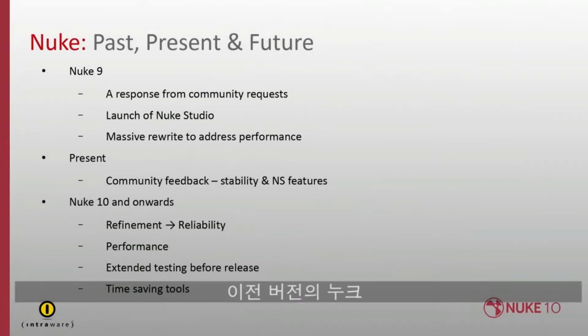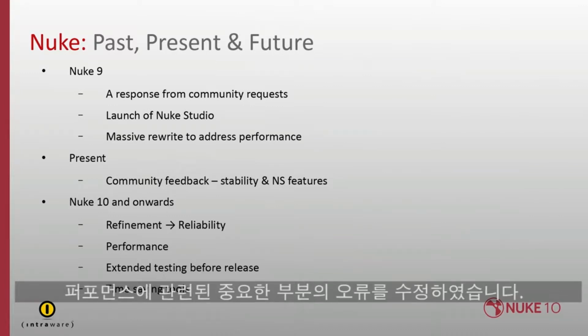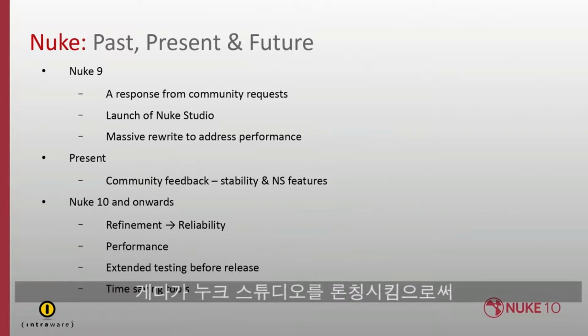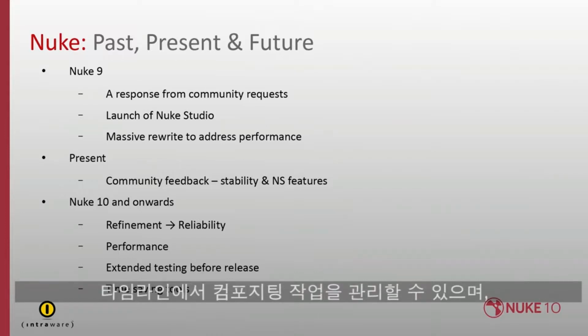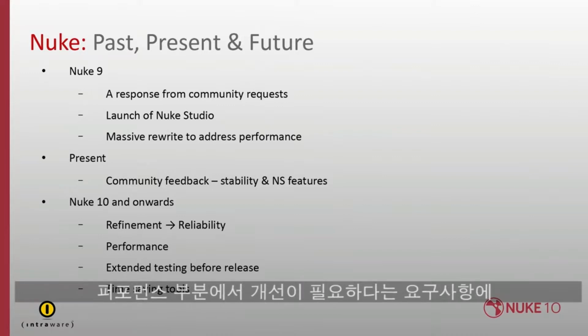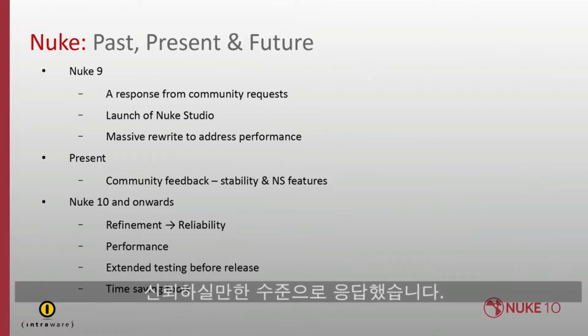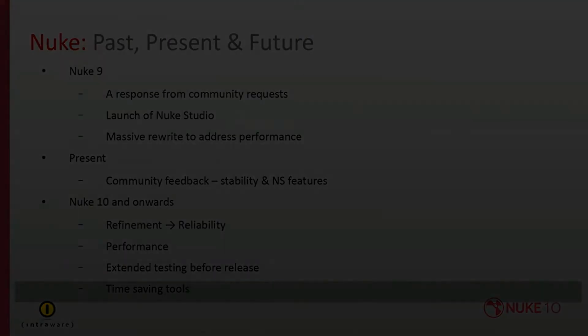The previous version of NUKE, NUKE 9, was a response from the community asking for further reliability and stability. The response from the Foundry was to rewrite a number of core areas under the hood to address these performance issues. In addition to this, NUKE Studio was launched, allowing a single software package to manage a variety of tasks from compositing, managing compositing at a timeline level, editing, conforming, and finishing. The response to NUKE 9 from the community was a request for more refinement, reliability, and performance across all areas. And whilst addressing these concerns, a number of time-saving new features were also added to the release of NUKE 10.